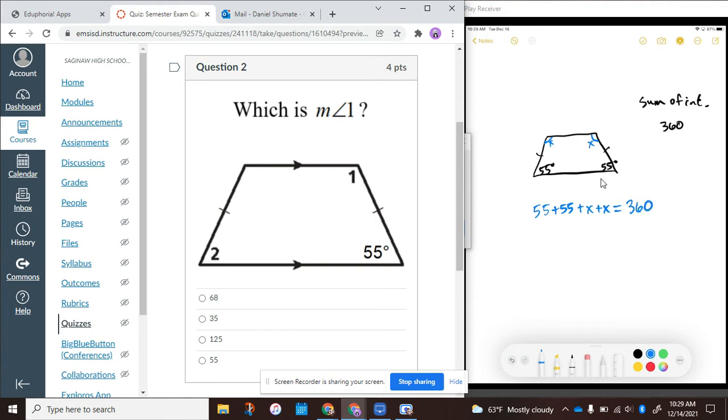We're just using a little bit of common sense, making some connections between the sum of all the interiors and the ones that we already know, and the fact that these two are the same. What it means is that these two down here add up to 110 degrees. Then that means these two angles up here must add up to 250.